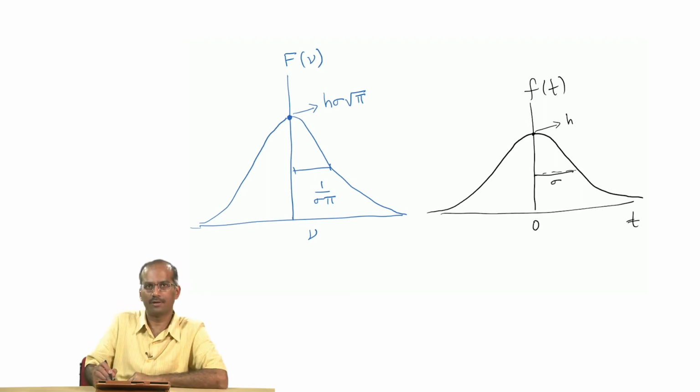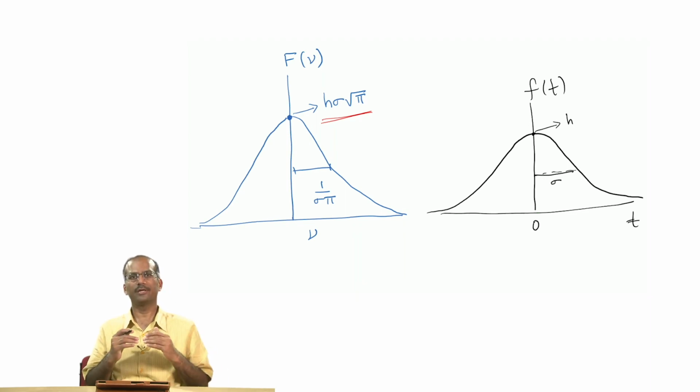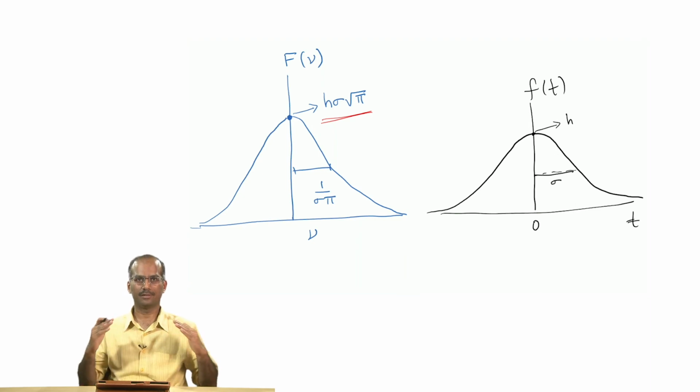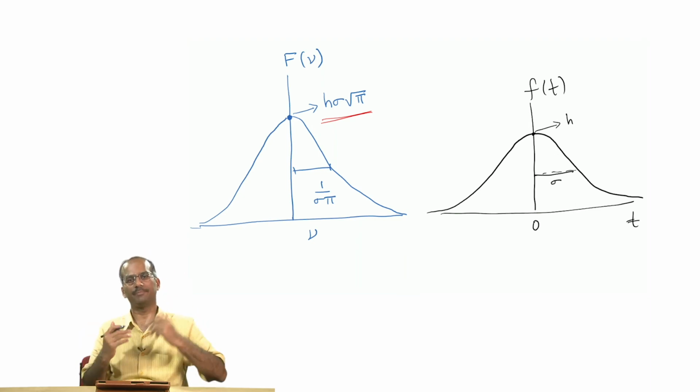The width of f of t is sigma. For the Fourier transform function, the width is 1 by sigma times some constant. If the original height is h, and if you assume that sigma is much larger than 1, it is going to be h times sigma. So, what you are going to really get is a function that is narrow in width, but very sharply peaked.